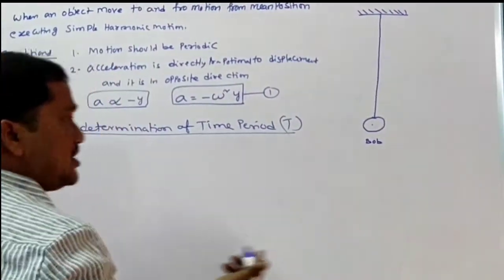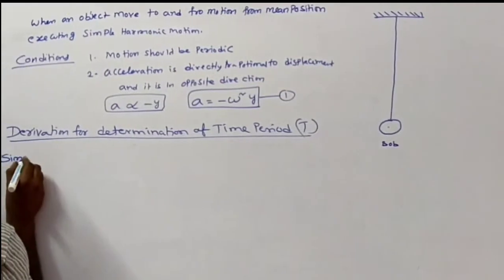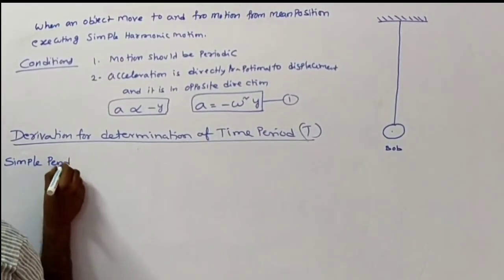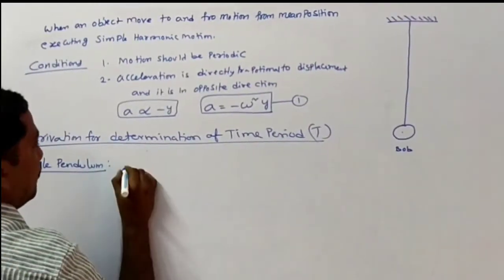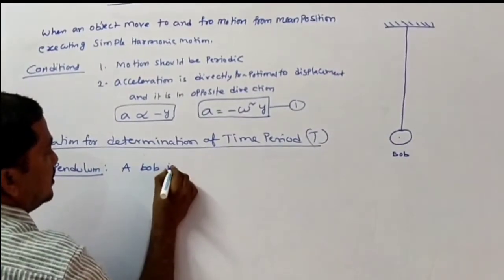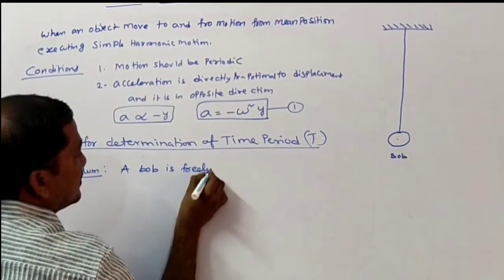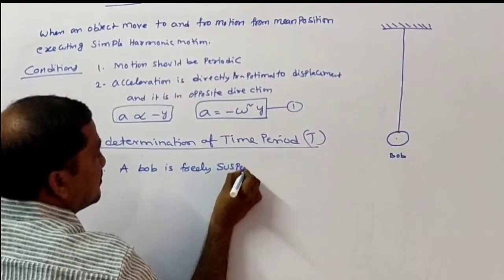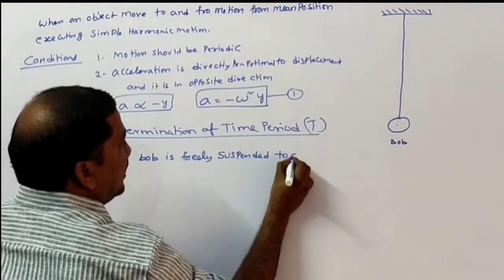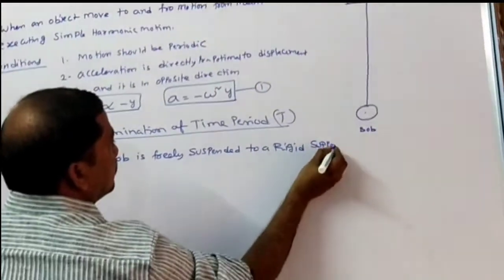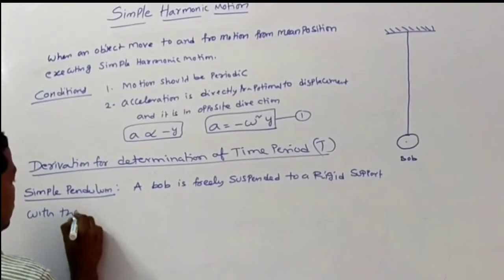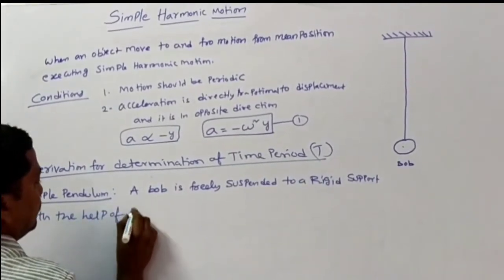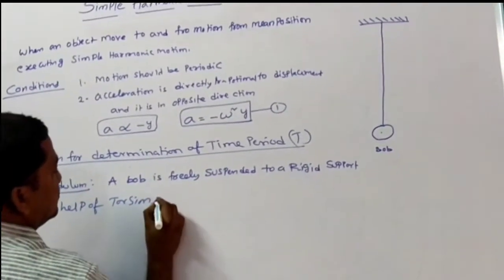From this we can write the definition of the simple pendulum. How will you define the simple pendulum? Simply, a bob is freely suspended to a rigid support with the help of a torsionless thread.